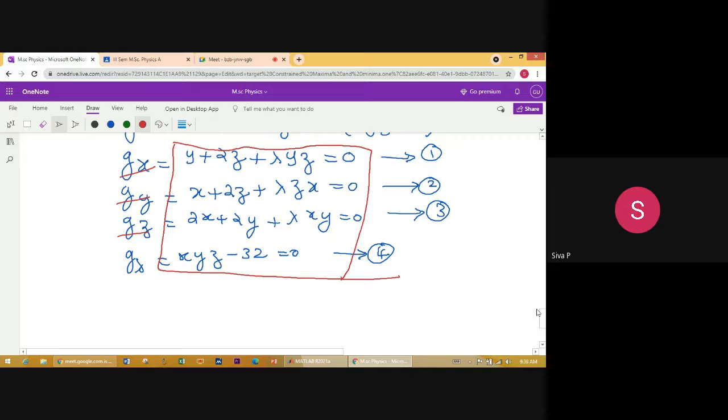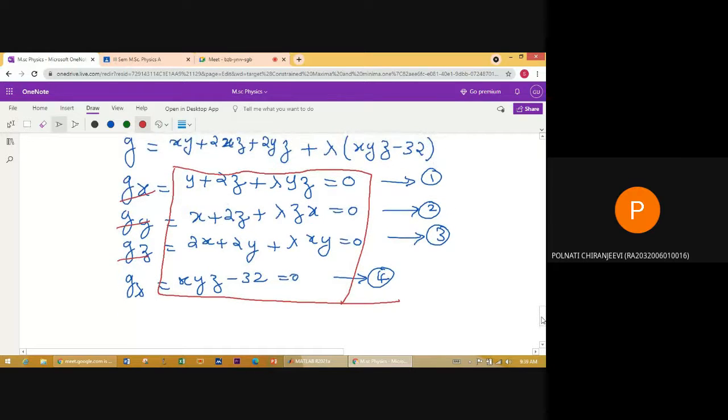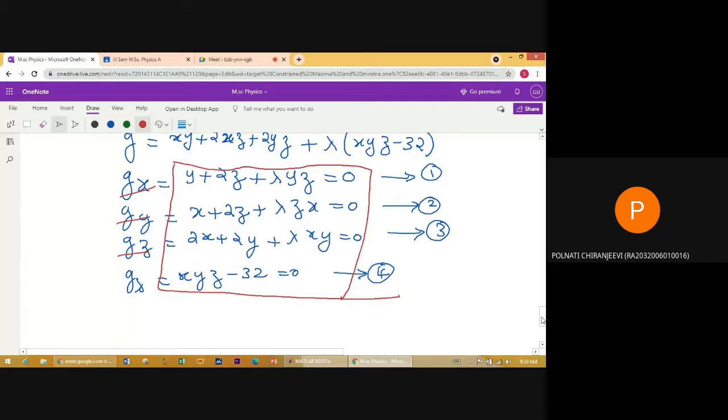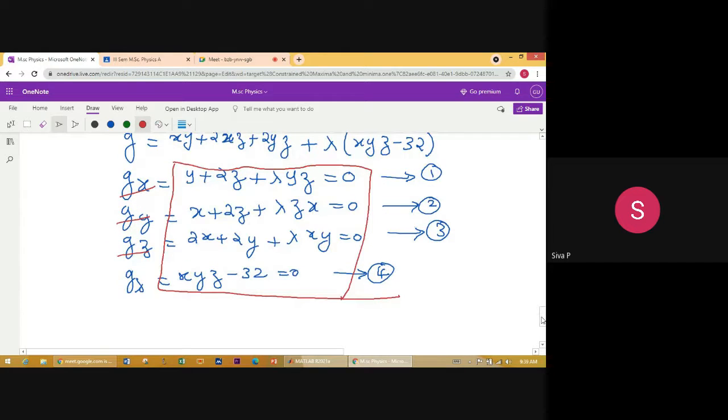How to solve this? Any idea? Sir, can we solve using matrix? No. Here it is a combination, no? So you can do one thing. Multiply with x here.